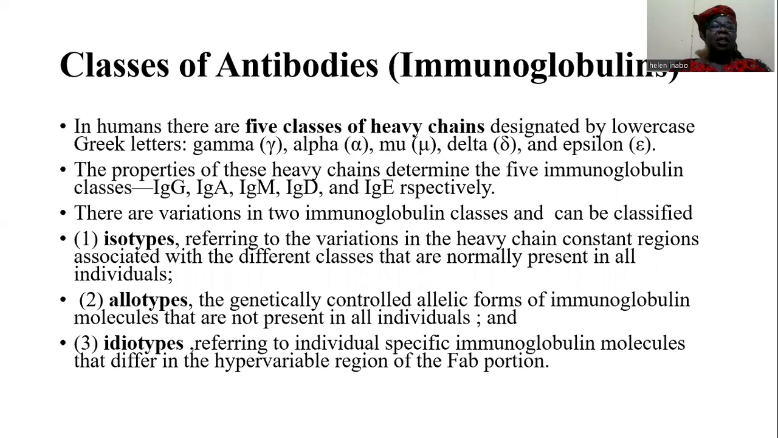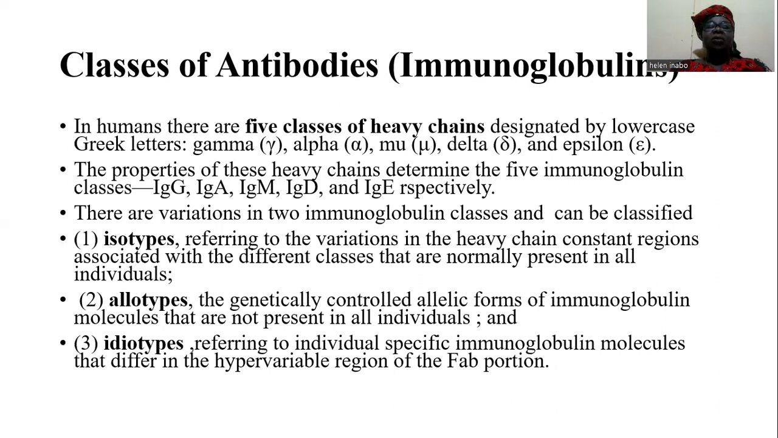Let's look at the classes of the antibodies. In humans, there are 5 classes of heavy chains designated by the lower case of the Greek letters gamma, alpha, mu, delta, and epsilon. The properties of these heavy chains determine the 5 immunoglobulin classes. These are IgG, IgA, IgM, IgD, and IgE respectively.